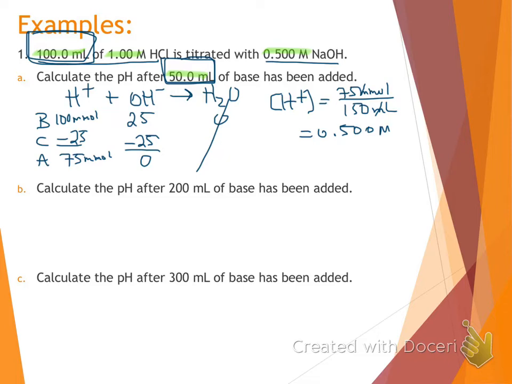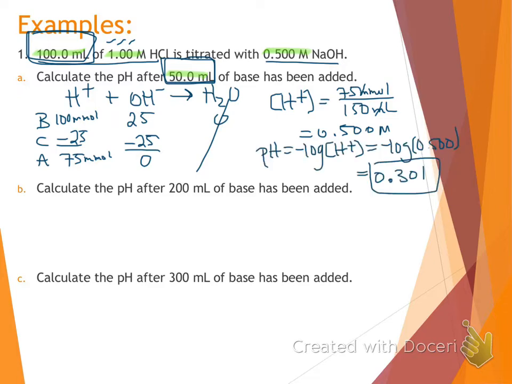I didn't keep up with sig figs, but looking back at our problem, 3 sig figs was our least amount of anything that we put into those calculations, so I'm going to round it off to 3 sig figs. Now that we have our H+ concentration, finding the pH is super easy. We're just going to take the negative log of that. And again, keeping those 3 sig figs, that'll give us 0.301 for our pH.